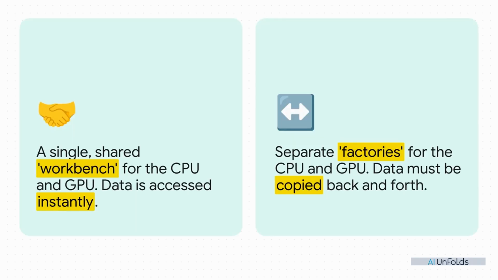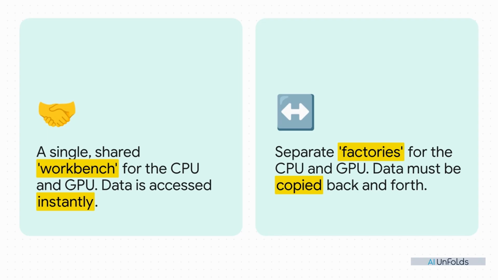Now, this kind of distributed power is only possible because of Apple's unified memory. Let me give you an analogy to make it clear. A traditional PC is kind of like having two separate factories, one for the CPU, one for the GPU. And they have to constantly ship data back and forth between each other. But unified memory, that's like a single, massive shared workbench where both the CPU and GPU can grab the same data instantly. There's no copying, no waiting, and no bottlenecks.